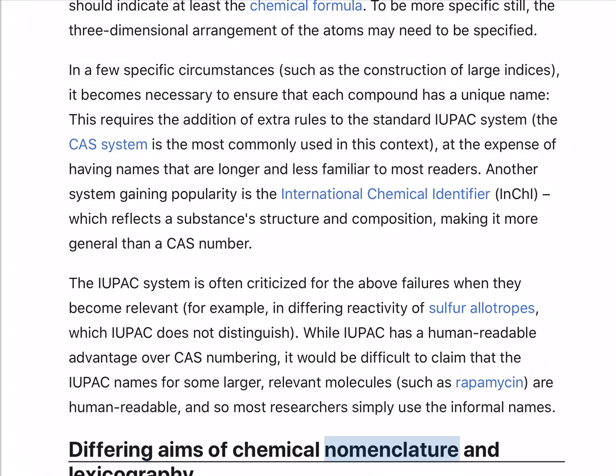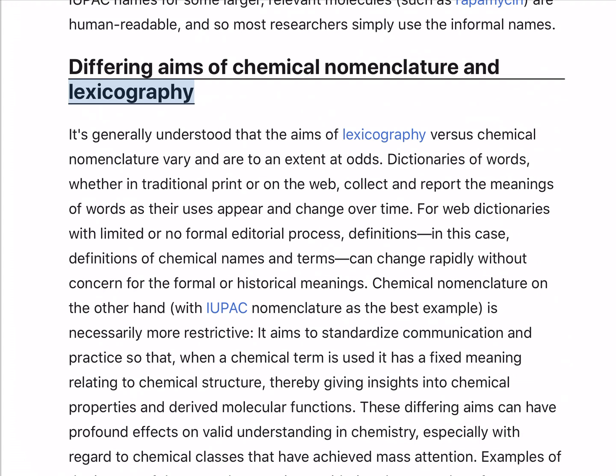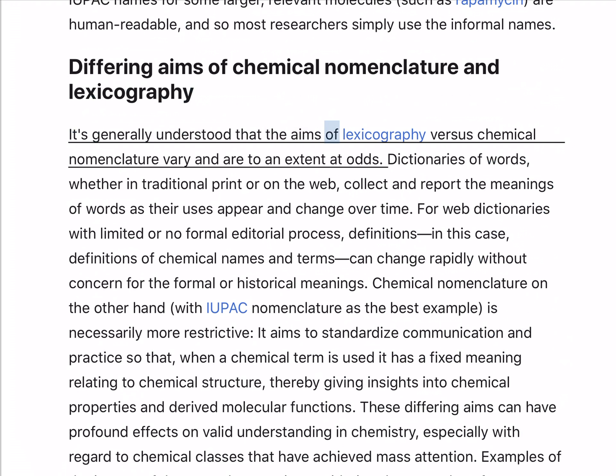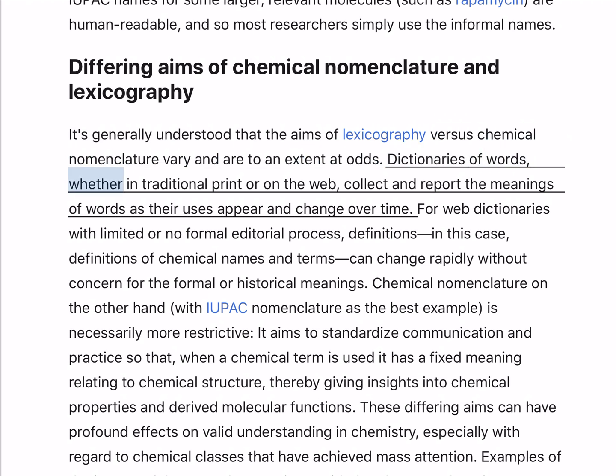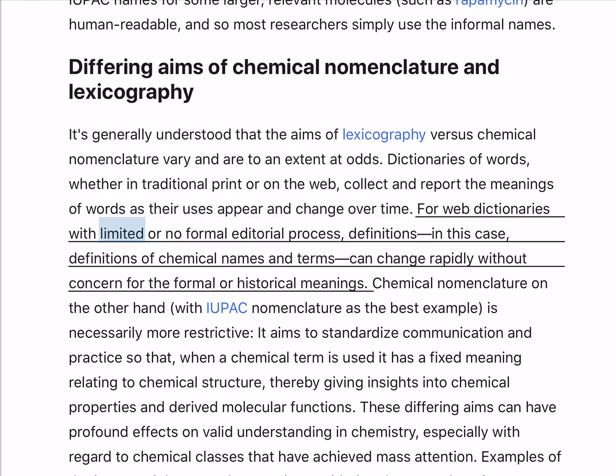Differing aims of chemical nomenclature and lexicography. It's generally understood that the aims of lexicography versus chemical nomenclature vary and are to an extent at odds. Dictionaries of words, whether in traditional print or on the web, collect and report the meanings of words as their uses appear and change over time. For web dictionaries with limited or no formal editorial process, definitions, in this case definitions of chemical names and terms, can change rapidly without concern for the formal or historical meanings.